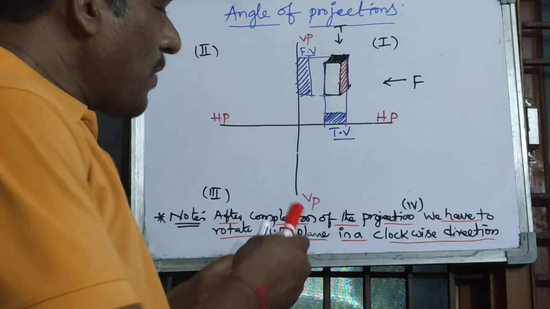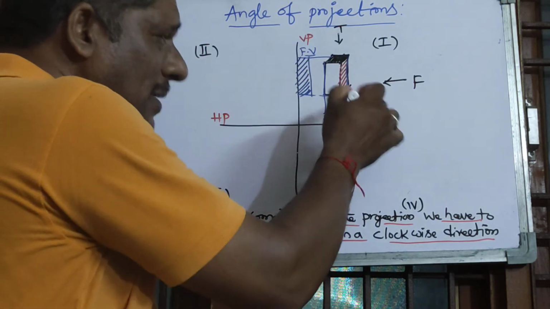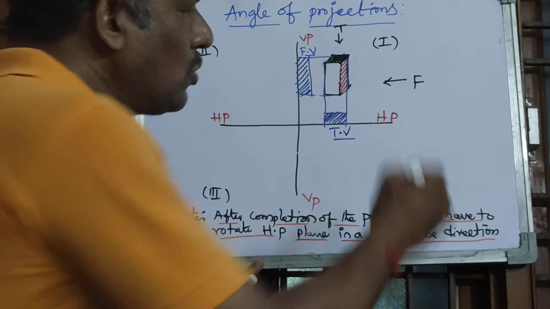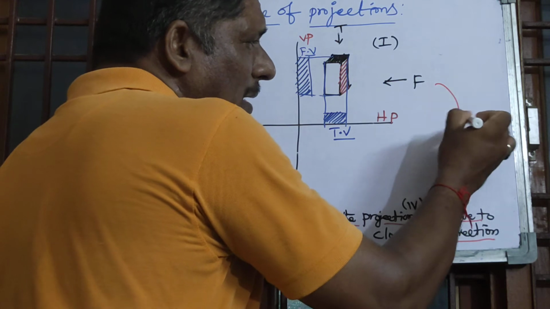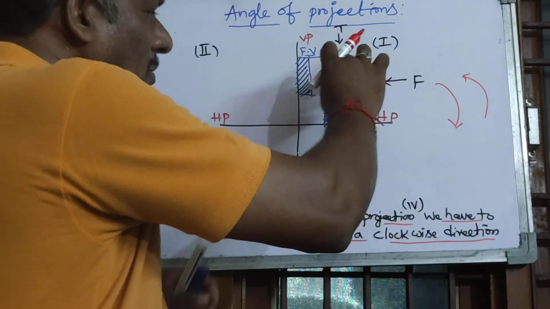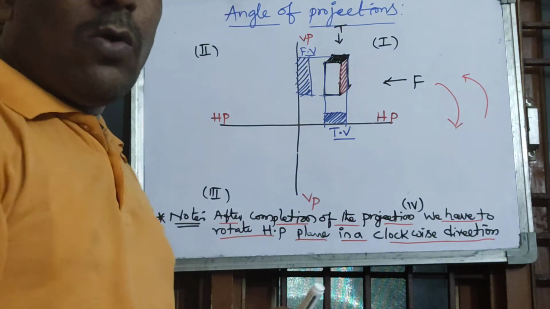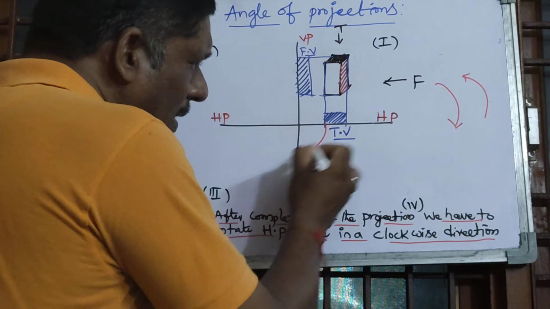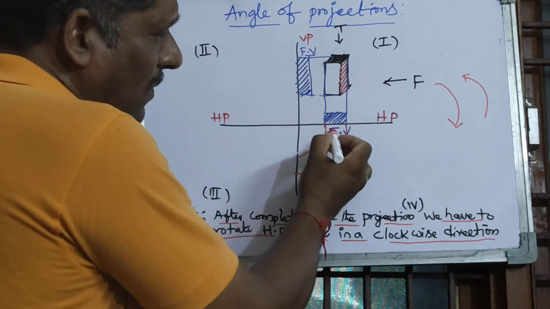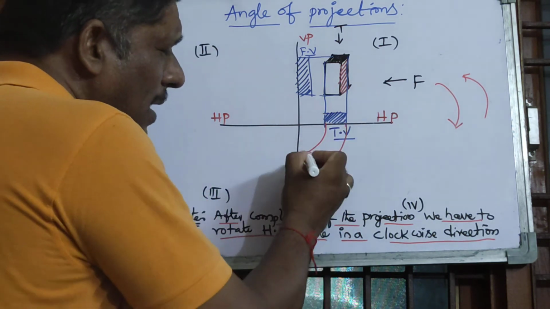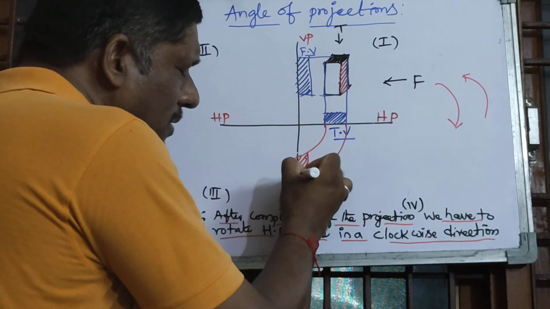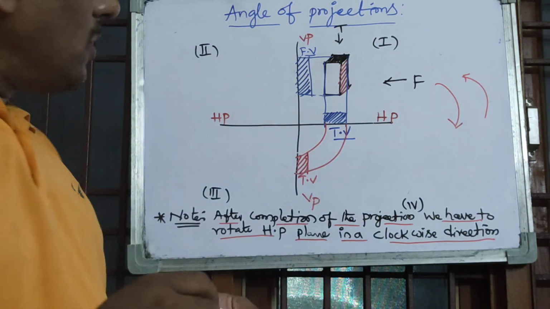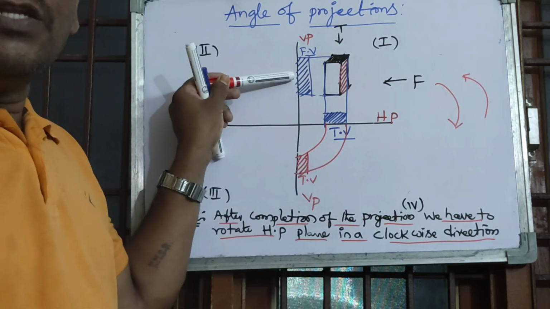So after completion of the projection, you have to rotate the horizontal plane in a clockwise direction. We know this is clockwise and this is anti-clockwise. Clockwise direction means we have to rotate this down. So this line you have to rotate in the clockwise direction. The top view on this horizontal plane falls on the vertical plane. The front view is not disturbed; it stays in the same position.